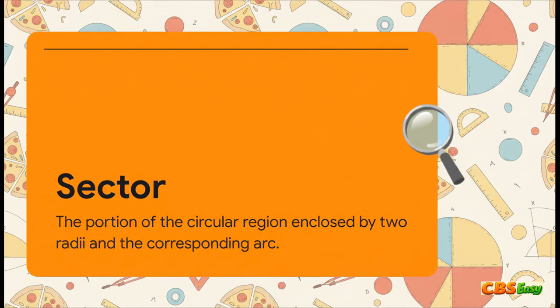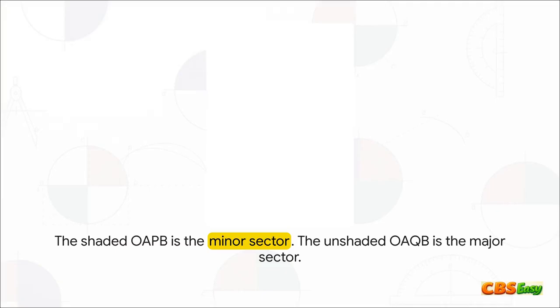The easiest way to remember this, just think of a slice of pizza. Seriously, it's the area bounded by two straight cuts from the center. Those are your radii, and the crust, which is the arc. And this diagram shows it perfectly. That shaded bit, OAPB, is your pizza slice. It's made by the two radii, OA and OB, and the smaller arc connecting them. We call this the minor sector. The rest of the pizza, that big unshaded part, is what we call the major sector.